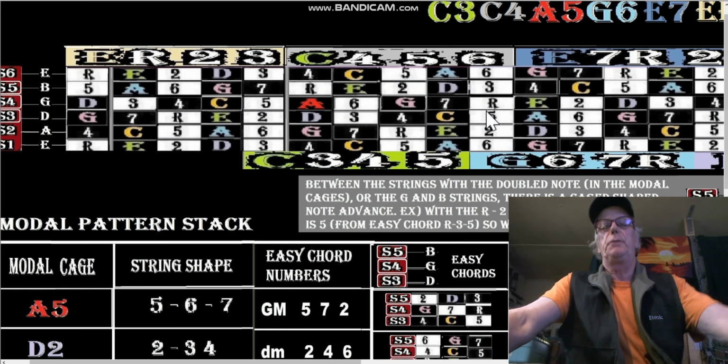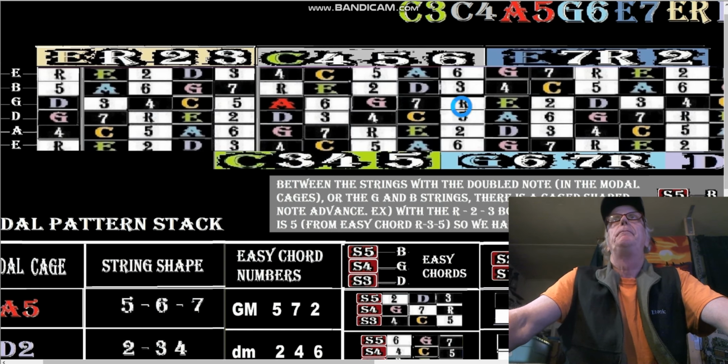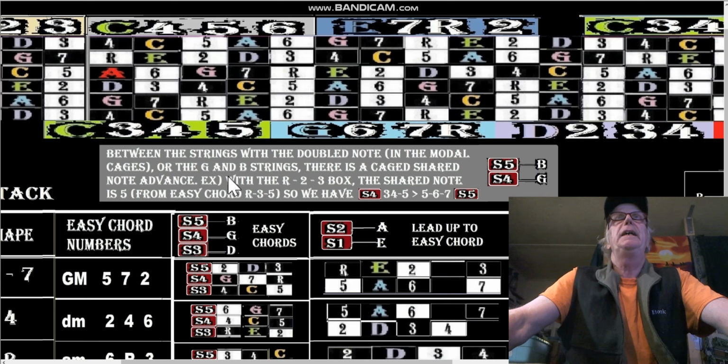Okay, we took a little break there. So apparently a caged advance, okay, there is a caged shared note advance.